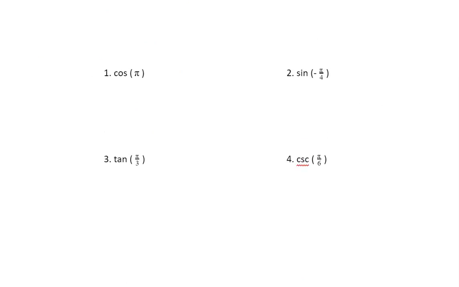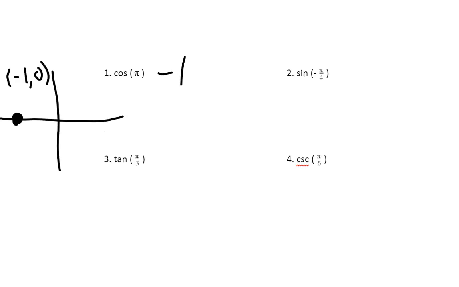If I look now at radian measures, really we're doing the same thing. We've just got to understand what the radian is in terms of the measurement. Pi is going to be the same as a 180 degree angle. So I know that pi is going to be -1, 0. If I'm talking about the cosine, I'm talking about the x value. It's going to be a -1.